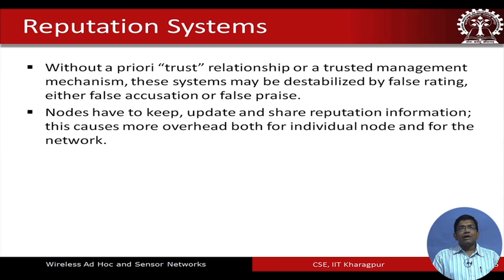So, without a priori trust relationship or a trust management mechanism, these systems may be destabilized by false rating, either false accusation or false praise. This is a very serious limitation of use of reputation based systems. The nodes have to keep, update and share routing information, which basically causes more overhead both for individual nodes and for the network. This is another serious limitation of adoption of reputation based systems.